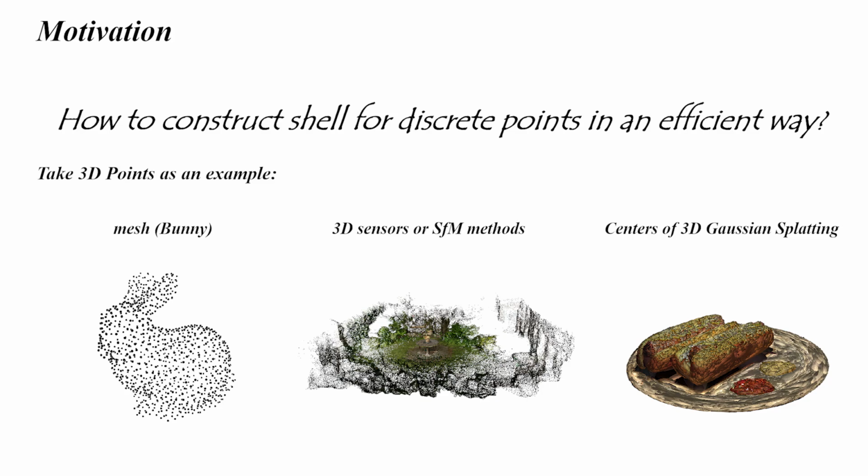Discrete 3D points may come from mesh, 3D sensors, visual structure from motion methods, or learned centers of 3D Gaussian splatting. Our method can process points in 1, 2, 3, or n-dimensional space, in greater than 3, where Euclidean spheres naturally generalize to hyperspheres in higher dimensions. In computer science, high-dimensional points often represent features extracted from images, text, audio, and other data types.